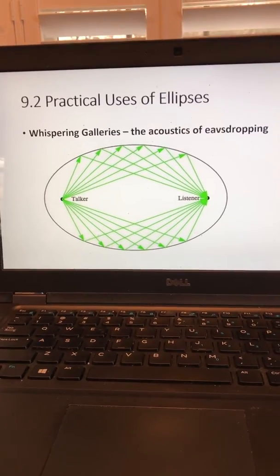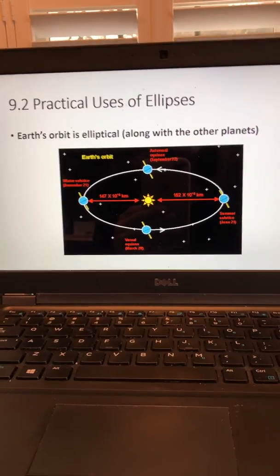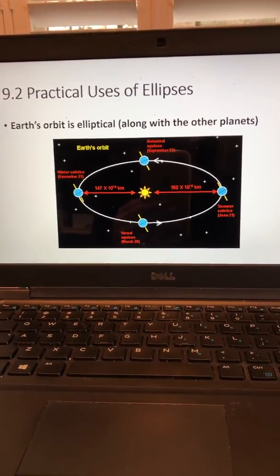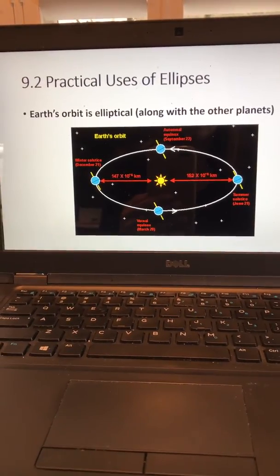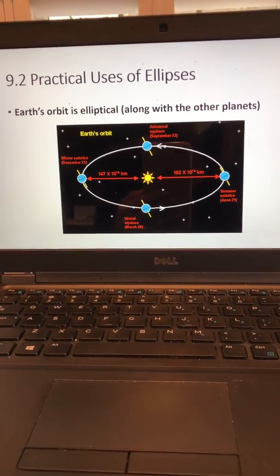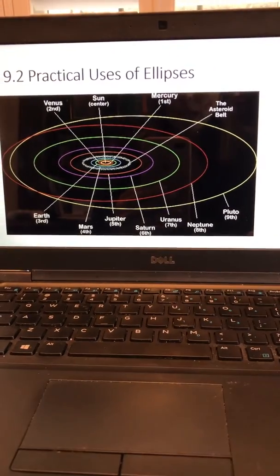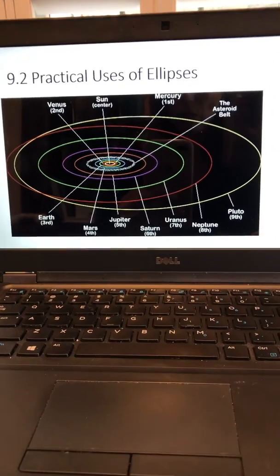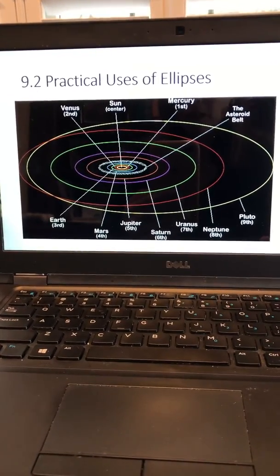Okay, the next thing is that planets have an elliptical orbit, which is kind of interesting. So not only the Earth, but all the other planets orbit in an elliptical fashion. And so these calculations are used in science, okay? You can see that each planet has its own elliptical orbit, and we're going to learn about the degree of the orbit, called the eccentricity, in a future video.